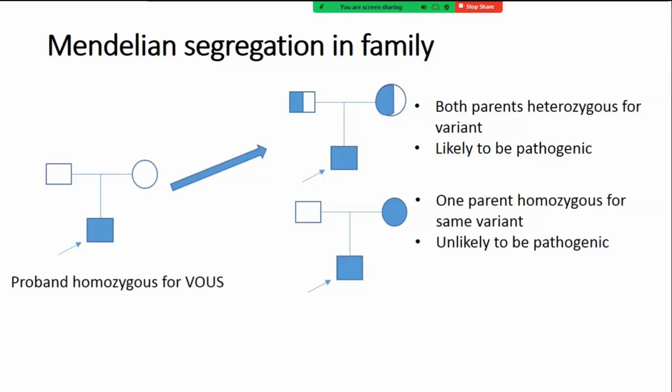G6PD, that's what I'm saying. It's very rare that her mother has to marry a male with G6PD deficiency and then she can be homozygous. So in this situation, you are going to consider this variant very less likely to be disease causing. If mother is homozygous and the child is homozygous and child doesn't have the disease, then it is unlikely.